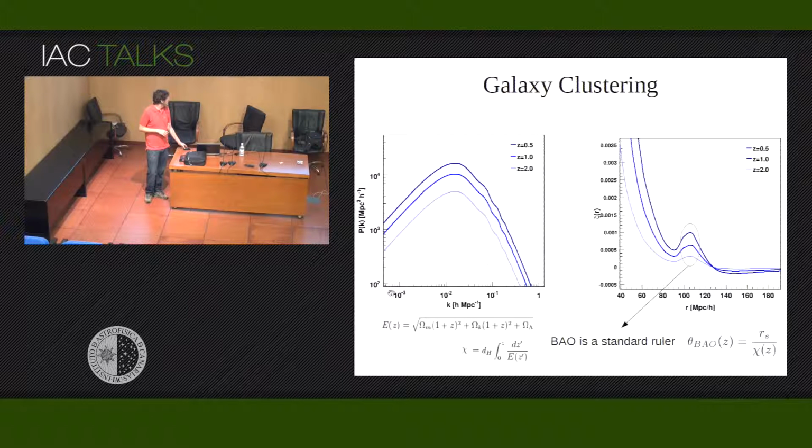These are some images of the comoving coordinates of the power spectrum as a function of redshift, and also of the correlation function in configuration space. And the BAO signal is a standard ruler. It means in comoving distance, it will stay at the same scale as we see at the CMB. Therefore, if we measure the BAO at different redshifts, we know the value of the acoustic scale from the CMB, and we can get information about the Hubble parameter.